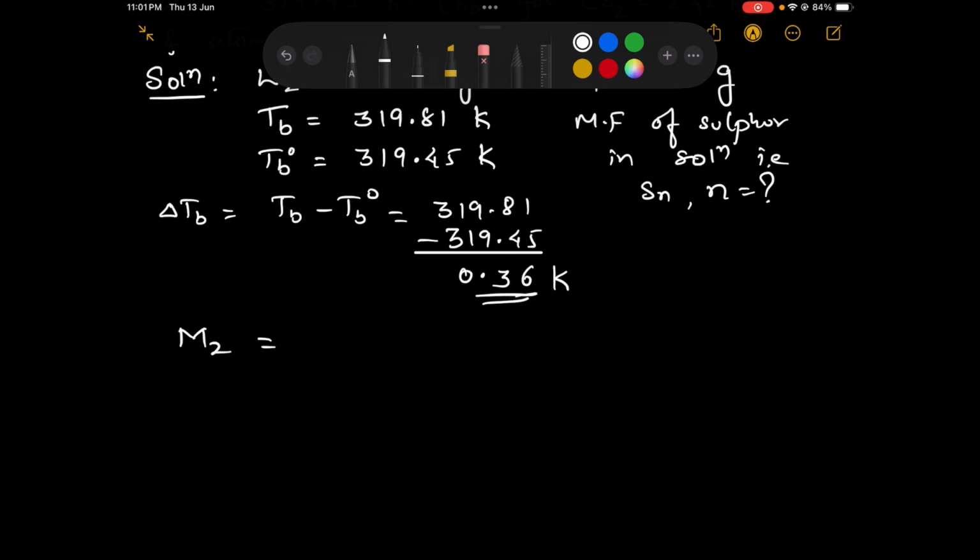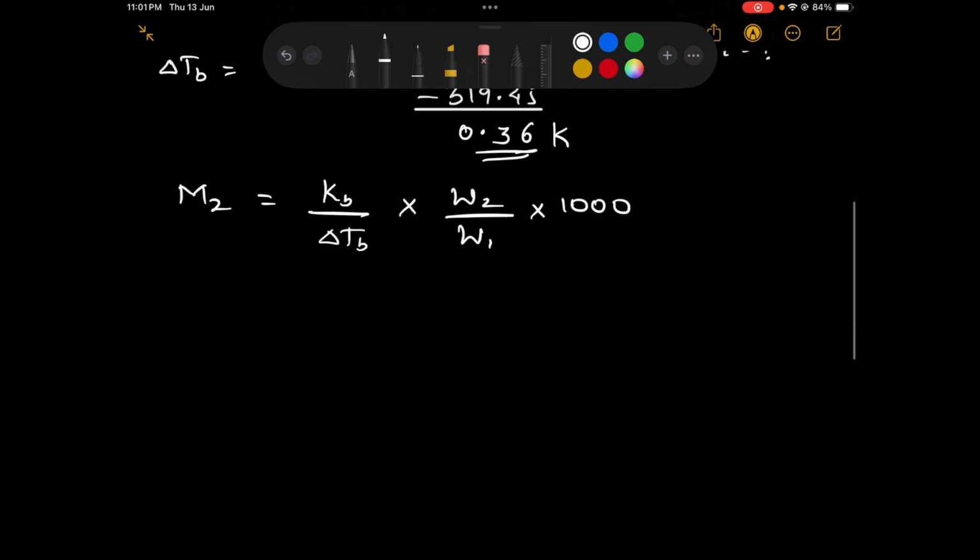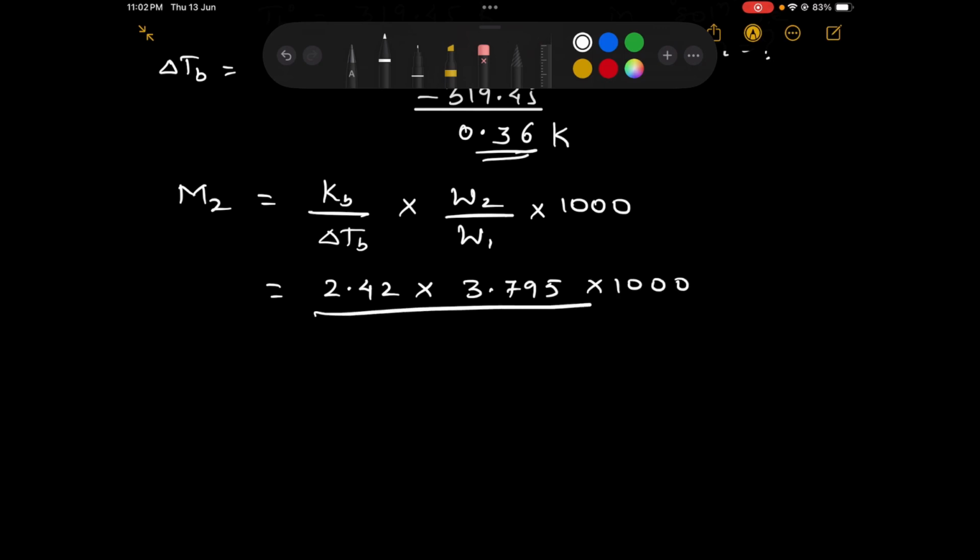Let's go on to the next formula, that is M2. The molar mass of the solute will be equal to Kb upon delta Tb into W2 upon W1 multiplied by 1000. Kb is the ebullioscopic constant which is provided in the question as 2.42. W2 is the mass of the solute which is 3.795, multiplied by 1000, divided by delta Tb which we have just found out, that is 0.36 Kelvin, multiplied by W1, that is mass of the solvent, which is 100. Now we can simply cancel off the zeros over here.